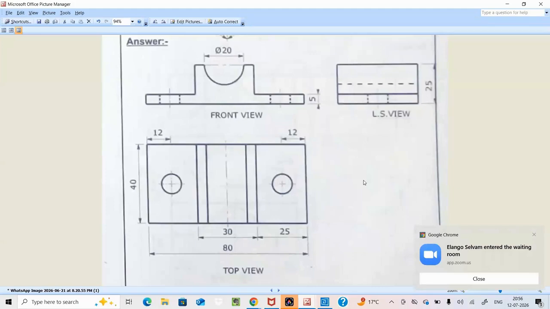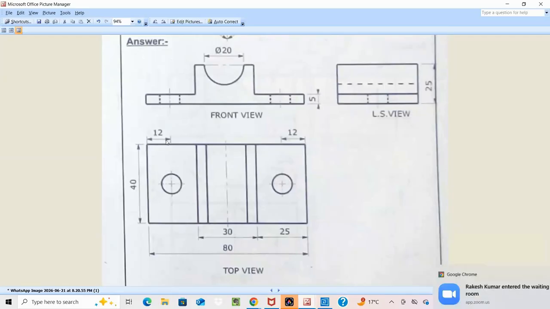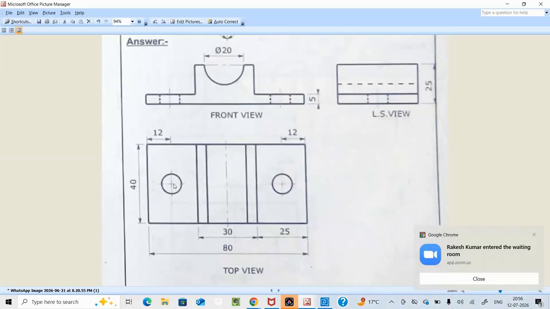Whereas for other lines, they have given exact dimensions. If you see the top view, 80 is given here, 40 is given here, and the circle will be at a distance of 12 mm from here. So for that reason, we have taken that. But here we have to just perfectly assume the same. Clear, sir? Clear, sir. Okay, then.